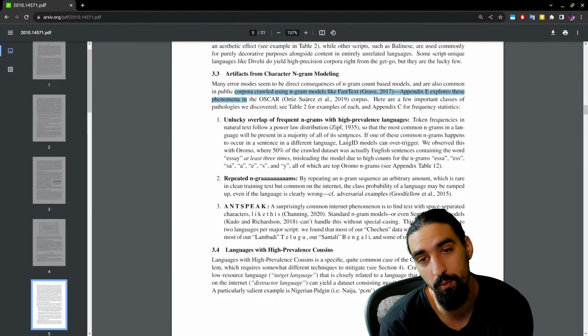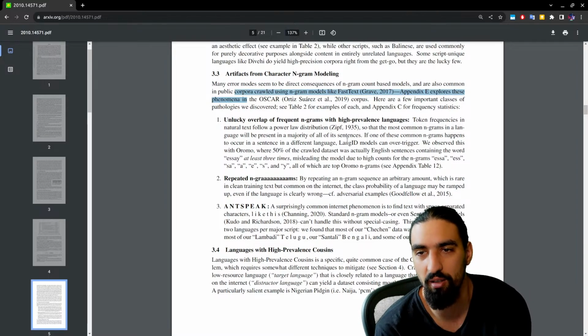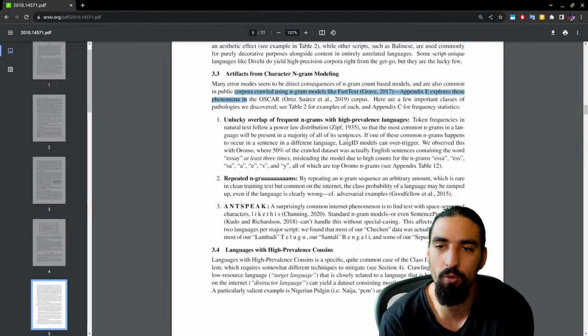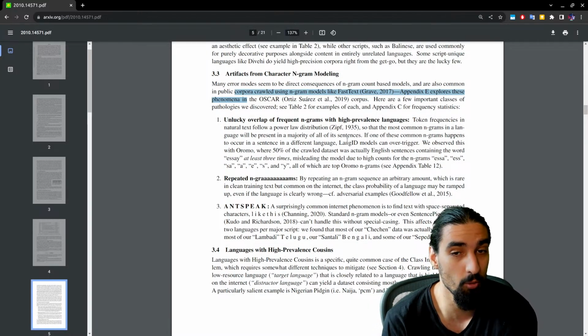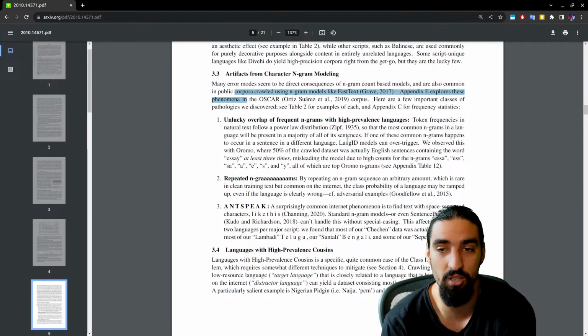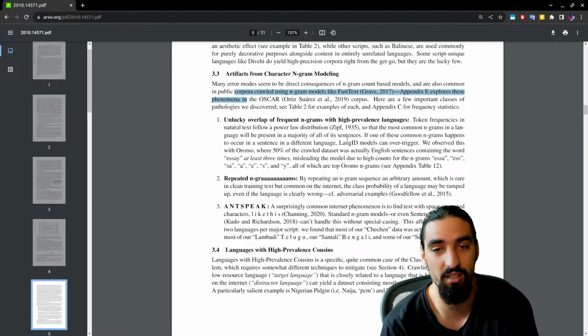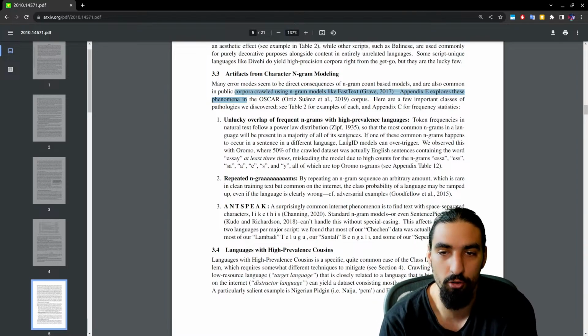Unlikely overlap of frequent n-grams with high prevalence languages. Token frequencies in natural text follow a power law distribution, so that the most common n-grams in a language will be present in a majority of all of its sentences. If one of these common n-grams happens to occur in a sentence in a different language, LangID models can over-trigger. We observed this with Oromo, where 50% of the crawl dataset was actually English sentences containing the word essay at least 3 times, misleading the models due to high counts of the n-grams ESA, ESS, and so on, all of which are top Oromo n-grams.